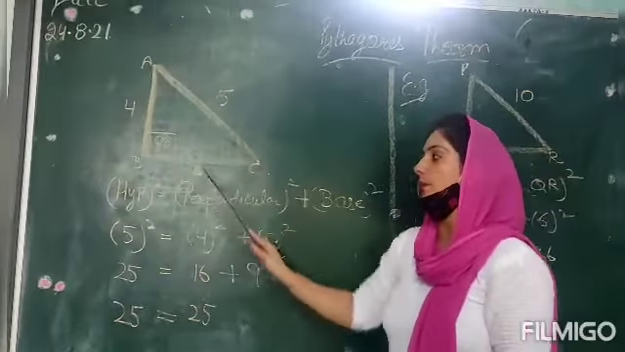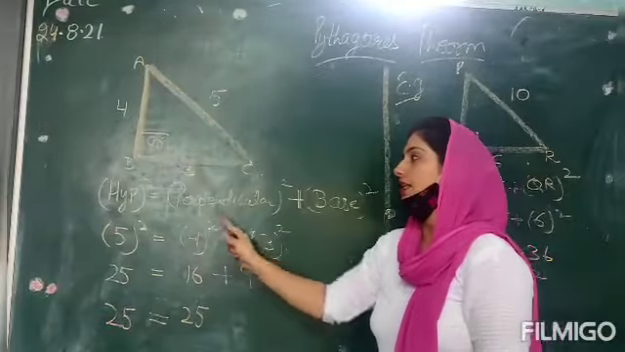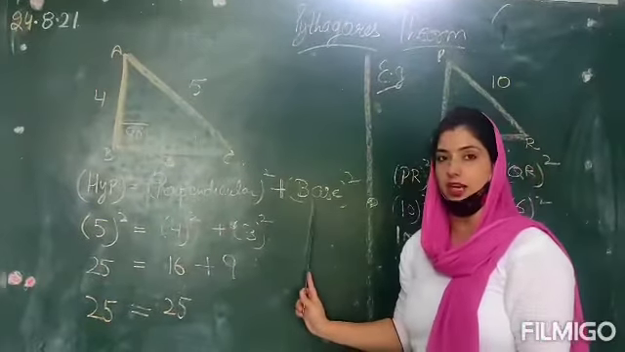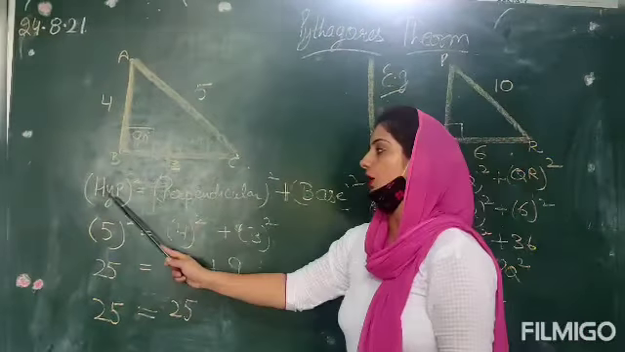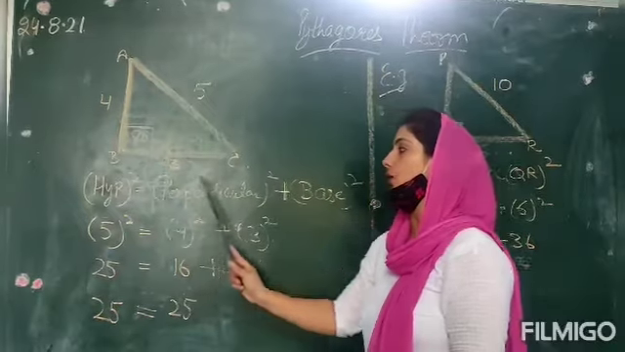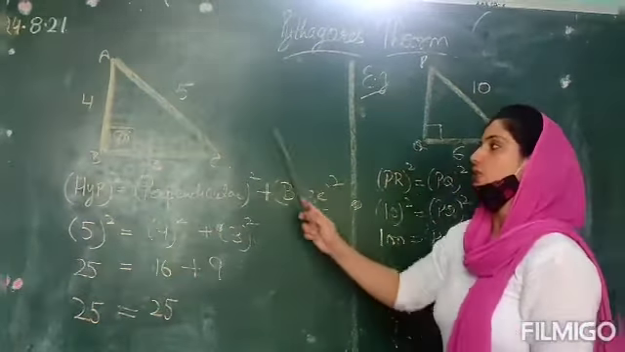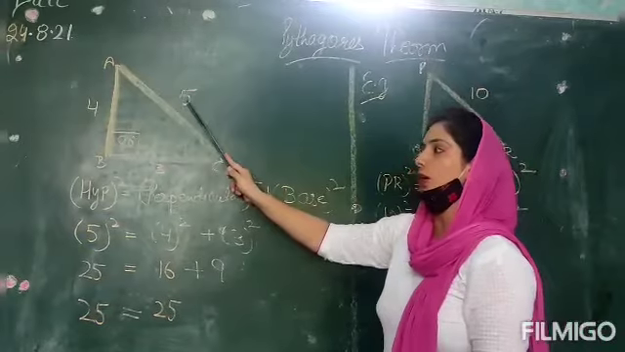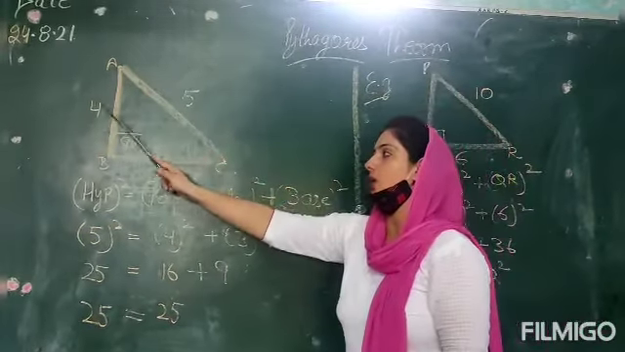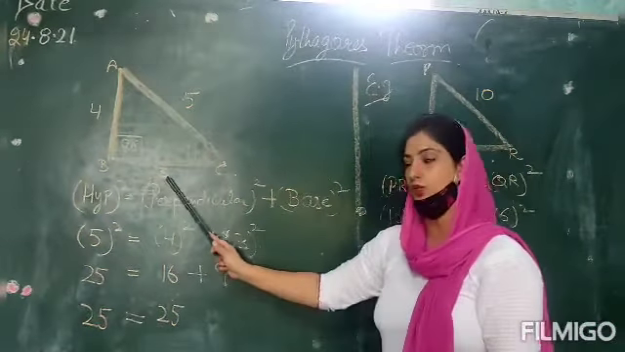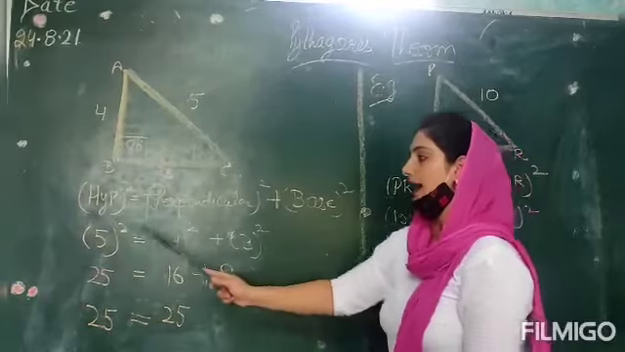This line is called the perpendicular line. This line is called the base of the triangle. So by Pythagoras theorem, hypotenuse square equals perpendicular square plus base square. Let us take sides. Hypotenuse equal to 5, perpendicular equal to 4, base equal to 3. Let us prove the Pythagoras theorem.